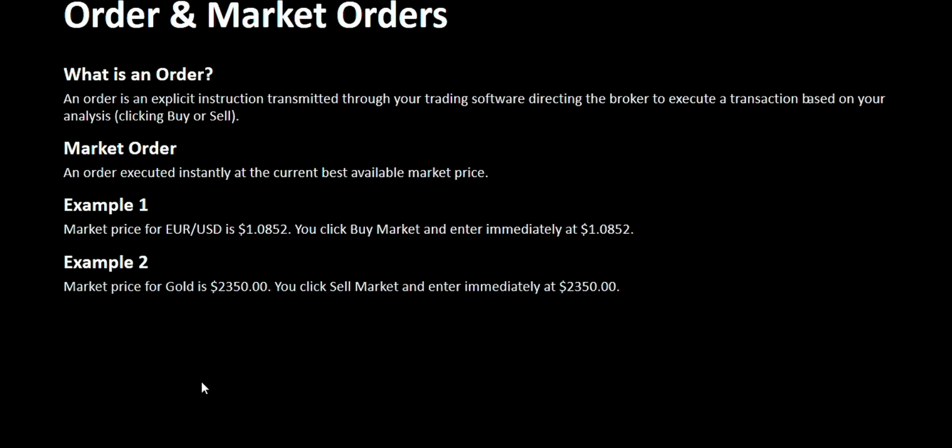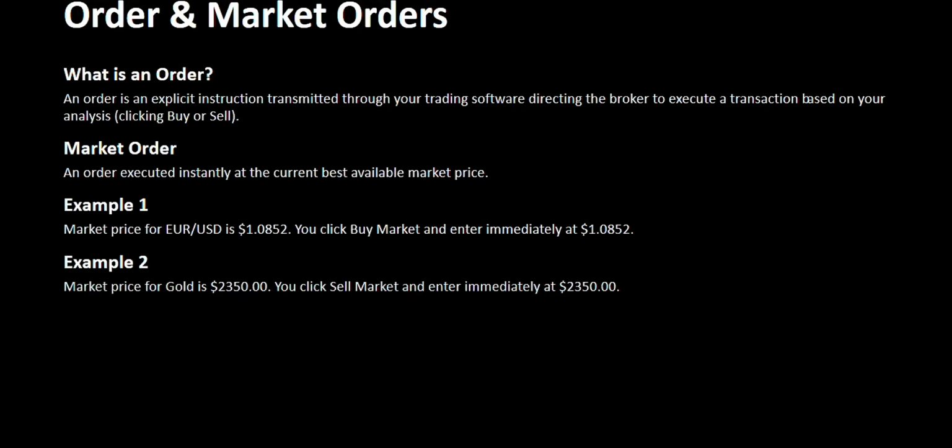Then order and market order, that is market order. So what is an order? Let me show you where you find your order. It's the same place I showed you about lot size. Do you understand what an order is?